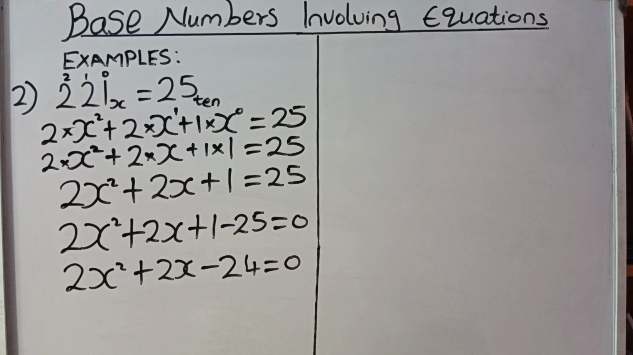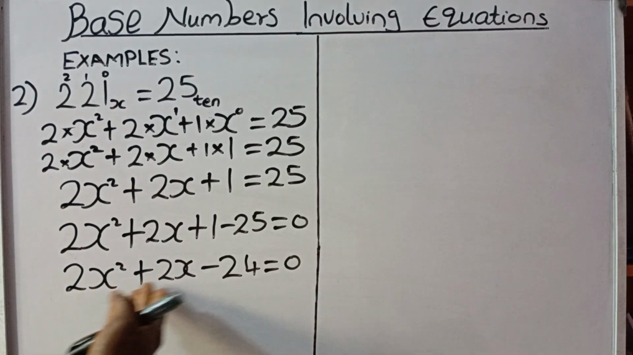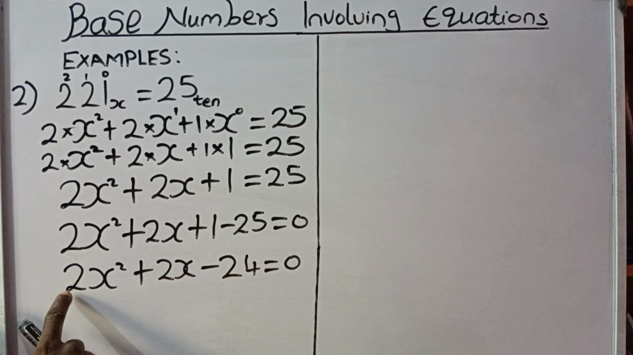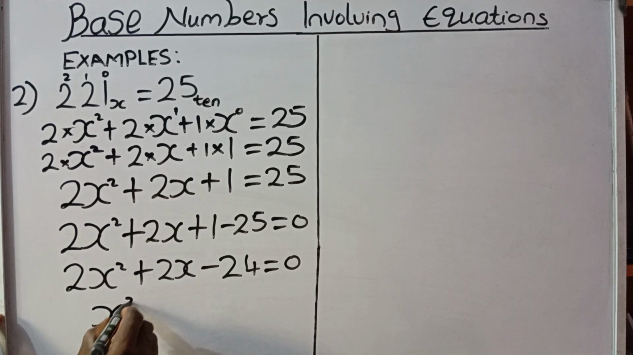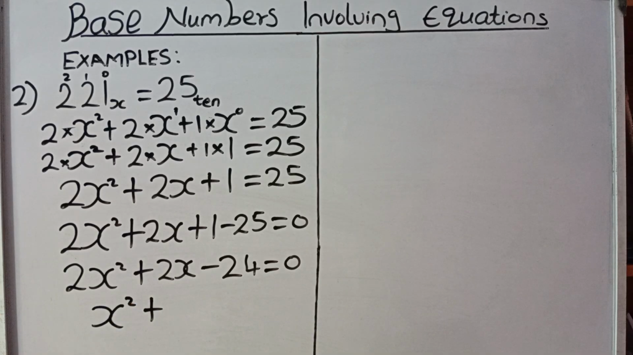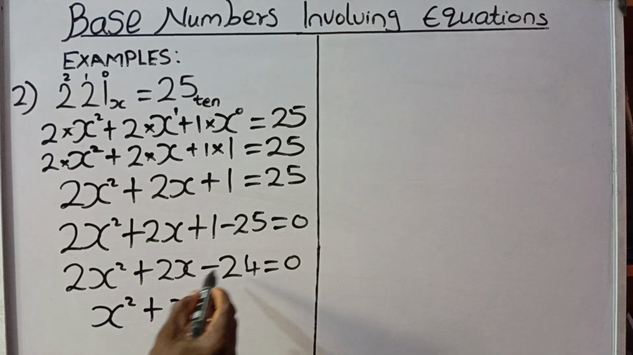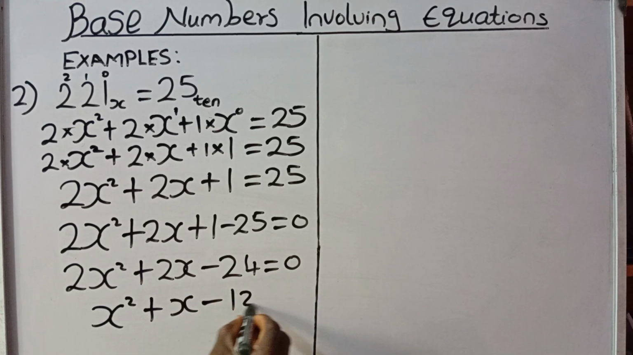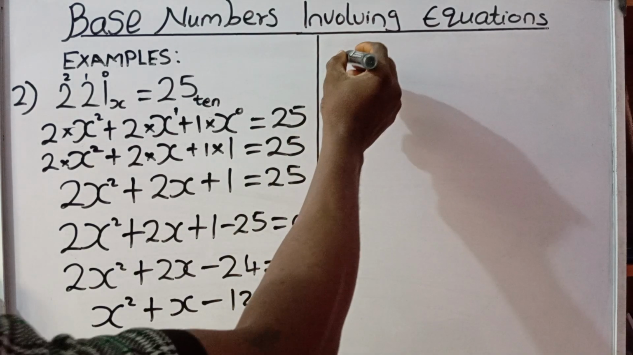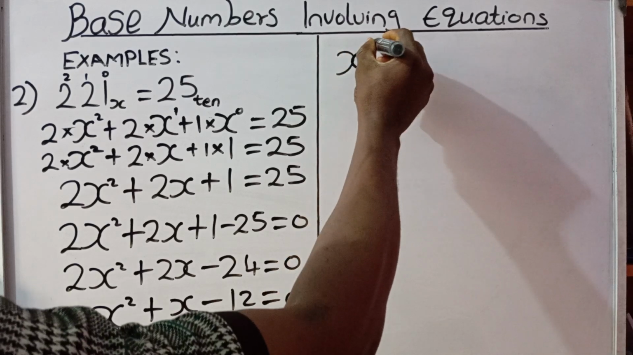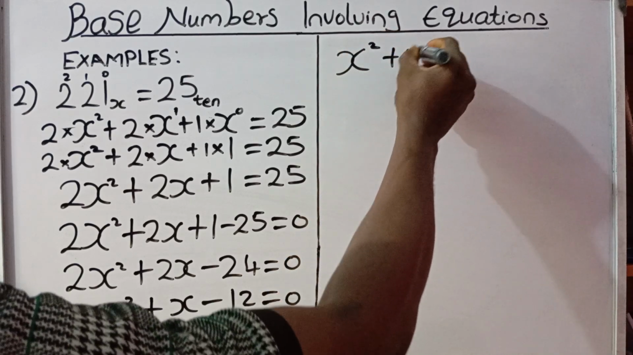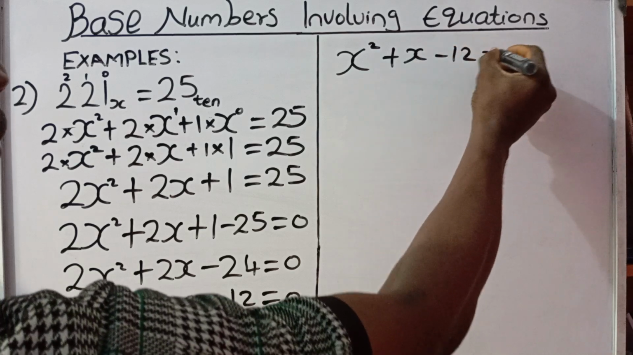We can actually use the factorization method, but since we have the same number to divide in all of them, we can divide all the terms here by 2. So when I divide this by 2, I have x squared, because 2x squared divided by 2 will give me x squared, plus 2x divided by 2 will give us x, then minus 24 divided by 2 will give us minus 12 equal to 0. So solving this quadratic equation, I believe you are familiar with the concept of quadratic equation. x squared plus x minus 12 equal to 0.